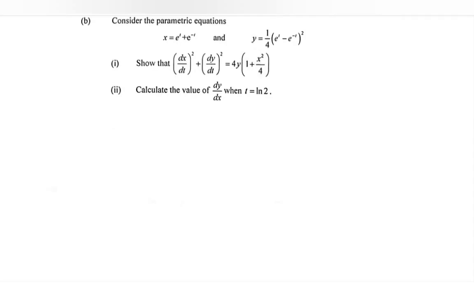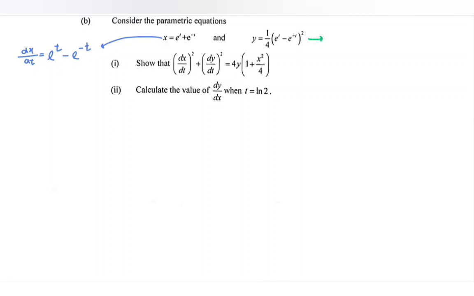Next, kindly refer to b. So given the situation, we have x. If we differentiate, we will have dx/dt, where we have exponent t. If we differentiate t, we will have 1. Next, differentiate the exponent negative t, we will have negative exponent negative t. So that is the dx/dt.